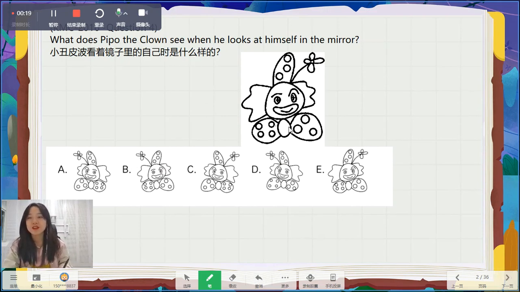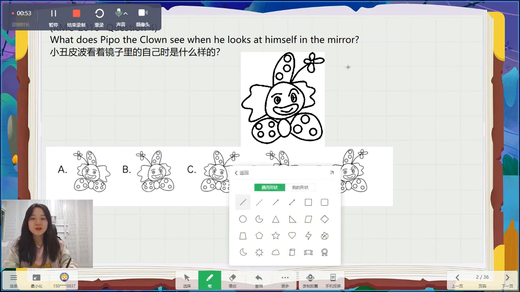For the first question, what does Pepe the clown see when he looks at himself in the mirror? In fact, we have discussed the mirror image on the first day. So let's see, what kind of features or properties does a mirror image have? The first part: the reflection or the mirror image must be as close as ourselves when we look into the mirror. That means if we draw a mirror here.